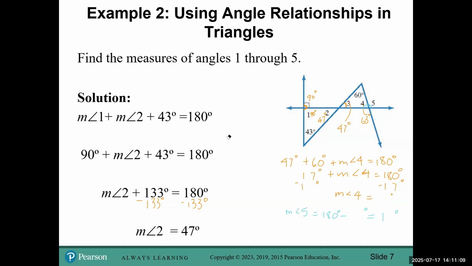So 47 plus 60 should be 107. I noticed that when I redrew it. All right, 107 degrees. So that means I would have had to subtract 107 degrees from both sides. And I would get 73 degrees for angle 4.